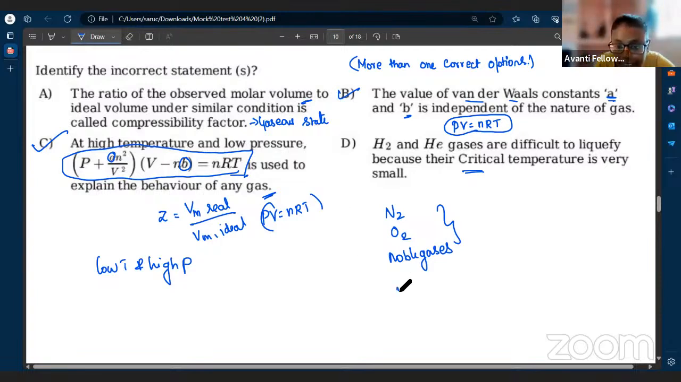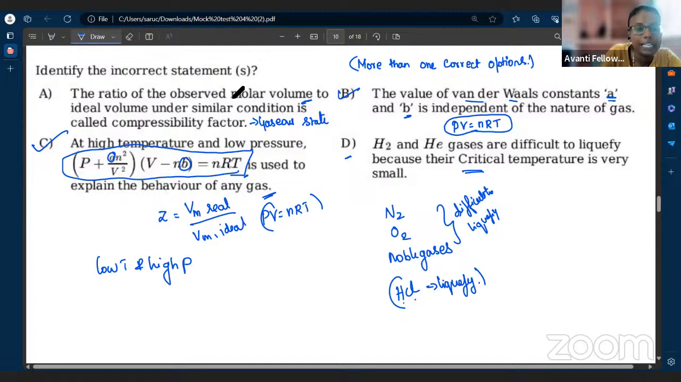But when you take HCl, where hydrogen and fluorine get combined, you can liquefy it easily. Whenever they are monatomic gases or noble gases, those gases are difficult to liquefy. So this option is right, and B and C are the incorrect statements. So the options are B and C. Clear with this question? So this whole part is from the gaseous state. Clear?